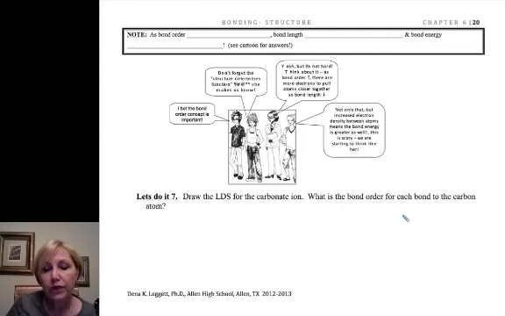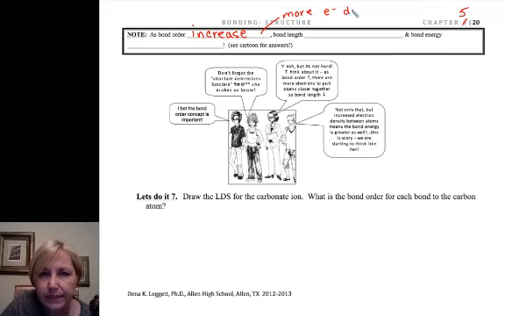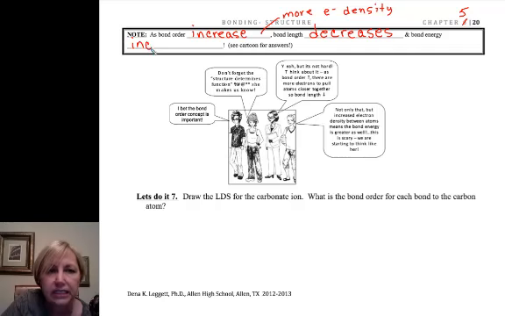Now, I want you to note we need to get a little bit into function here. We're going to talk a lot more about function in the next chapter. This is actually chapter 5, and in chapter 6, we'll talk about function in a little bit more detail. But this is an important thing that occurs with bond order. As bond order increases, we have more electron density between 2 atoms. That draws the 2 atoms together, so bond length decreases, I misspoke. Bond length decreases and bond energy increases.